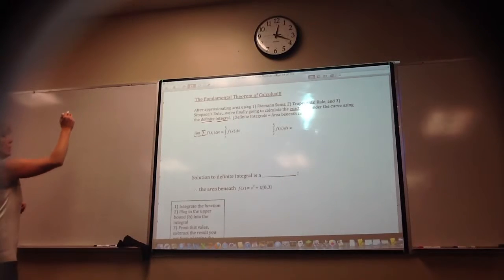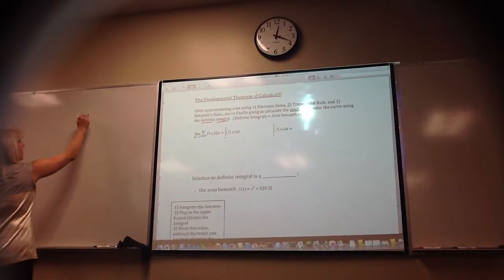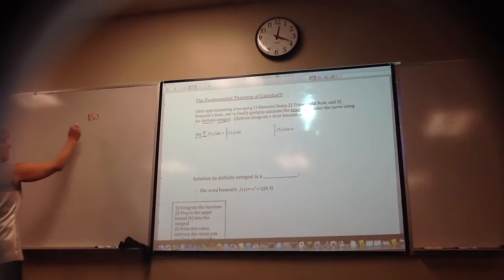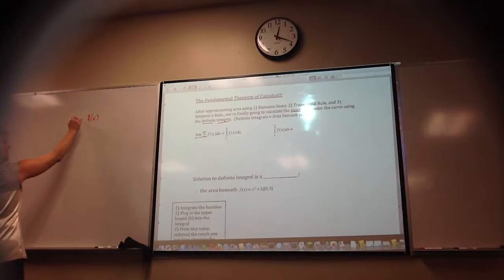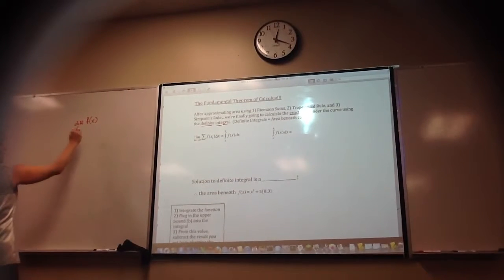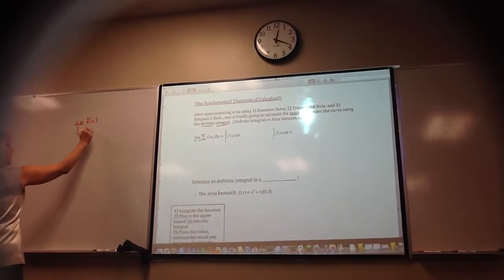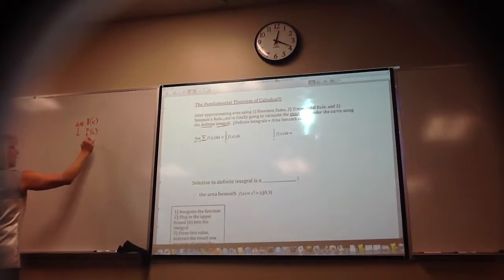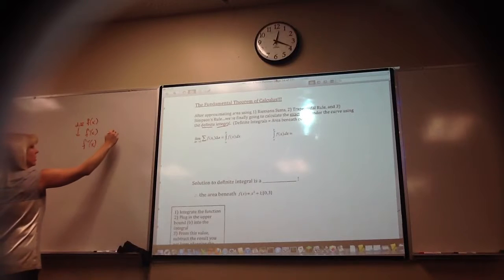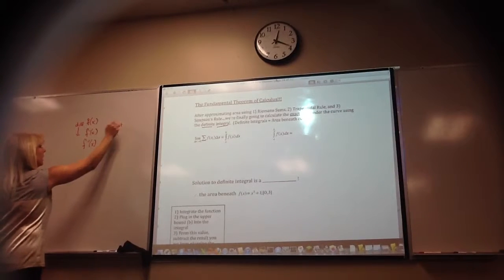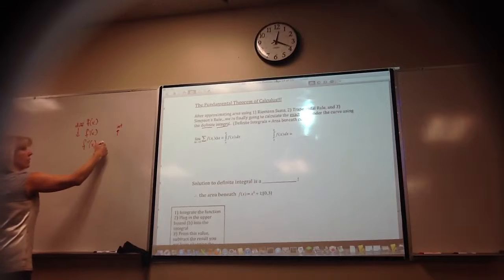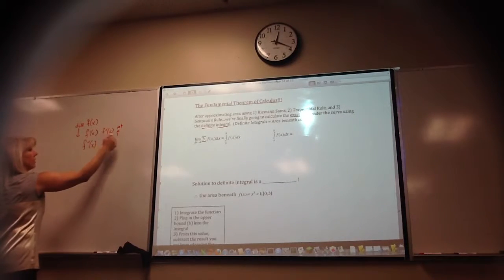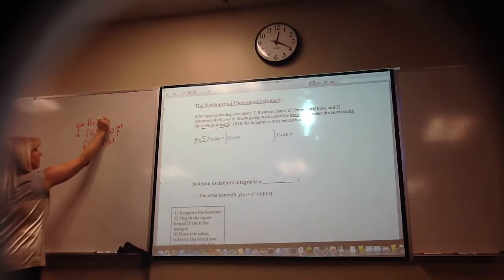Notation. When we were working with derivatives, let's just use f of x. If we were deriving to get the first derivative, what was the actual notation? F prime of x. The second derivative would be f double prime of x. When we're working in the inverse direction, when you're integrating, we know that when you take the second derivative and integrate, you get the first derivative. When you take the first derivative and integrate, you get the original function.